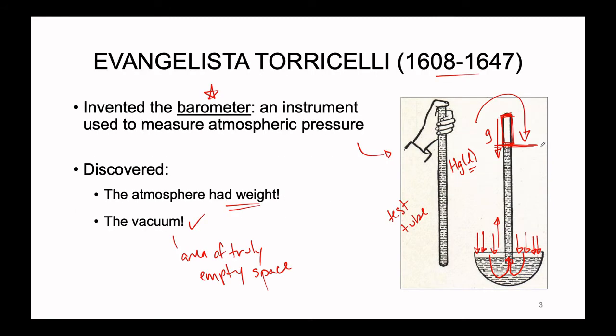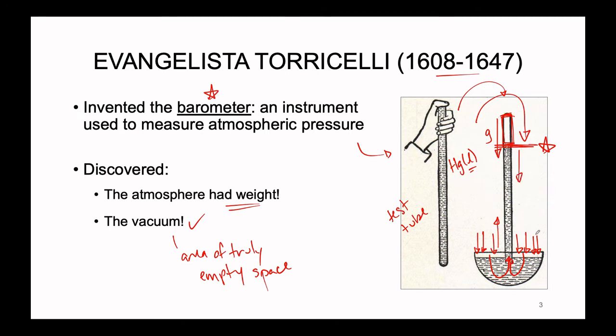If he was at sea level, right in Italy, sea level next to the ocean, the height of the mercury remained constant. Like, no matter how many times he inverted this mercury test tube into the bowl, this height right here remained the same. If he climbed up a nearby mountain, however, what he found was that the height of this mercury inside of the test tube fell a little bit.